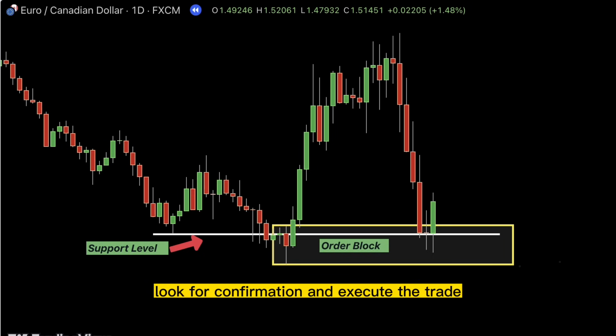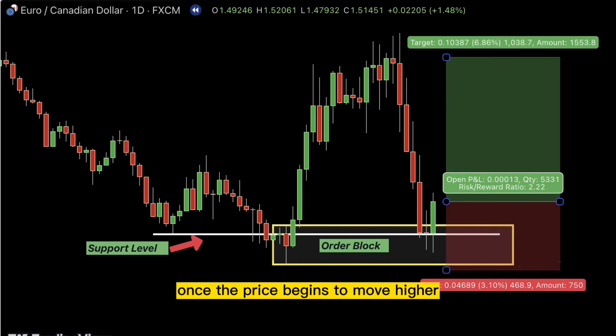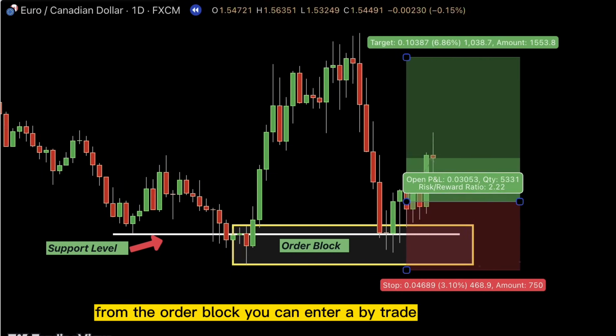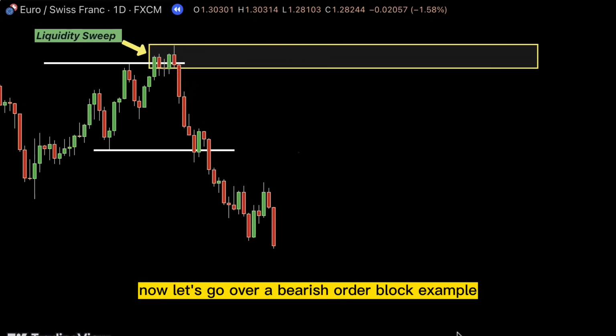Look for confirmation and execute the trade. As the price revisits the order block, we look for confirmation signals such as rejection wicks, a structure shift, or bullish candlestick patterns. These signals indicate that the order block is holding as support. Once the price begins to move higher from the order block, you can enter a buy trade in alignment with the bullish momentum. Now let's go over a bearish order block example, which works similarly but in the opposite direction.